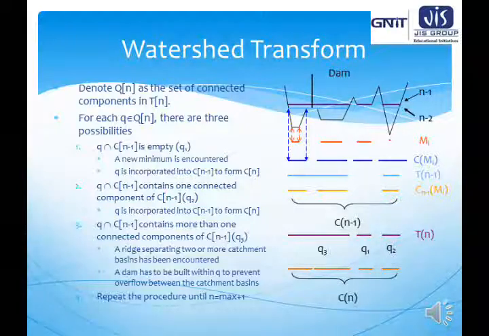The first one is q intersect C[n-1] is empty. A new minimum is encountered, and q is incorporated into C[n-1] to form C[n]. The next one is q intersect C[n-1] contains one connected component of C[n-1]. Then q is incorporated into C[n-1] to form C[n]. And the third one is q intersect C[n-1] contains more than one connected component of C[n-1]. A ridge separating two or more catchment basins has been encountered. A dam has to be built within q to prevent overflow between the catchment basins. This process repeats the procedure until n equals max plus 1.